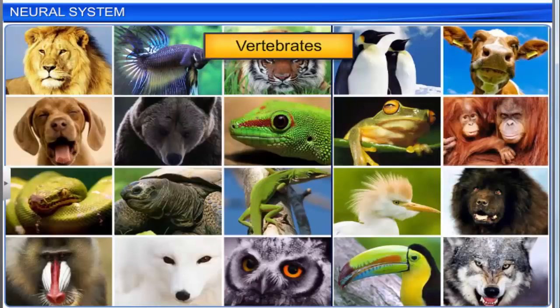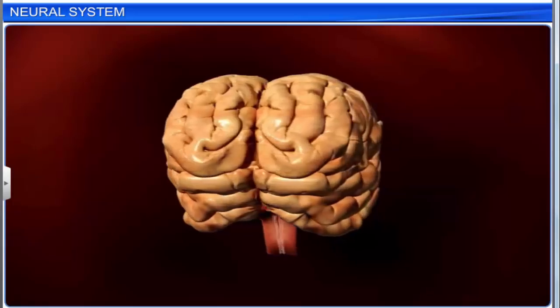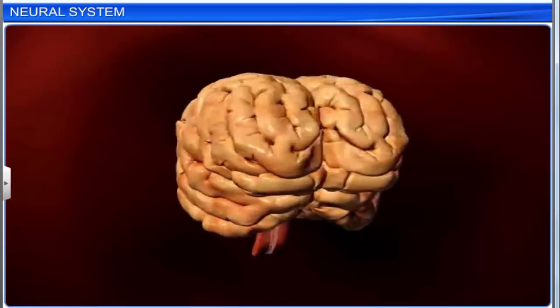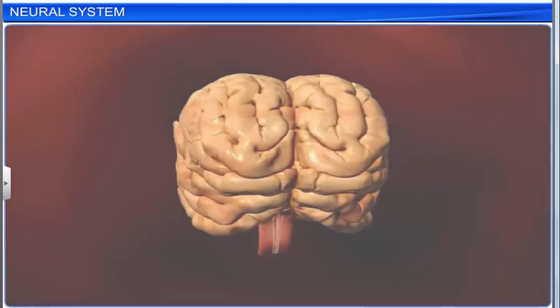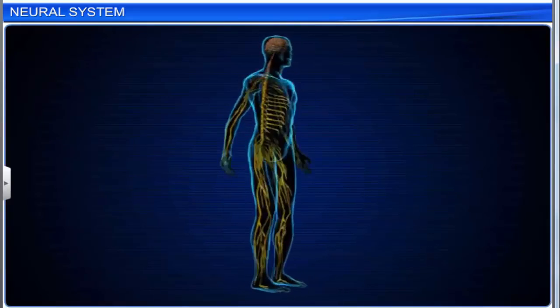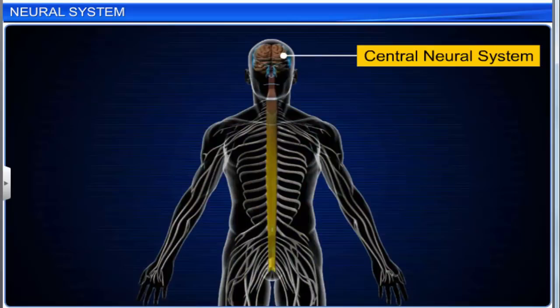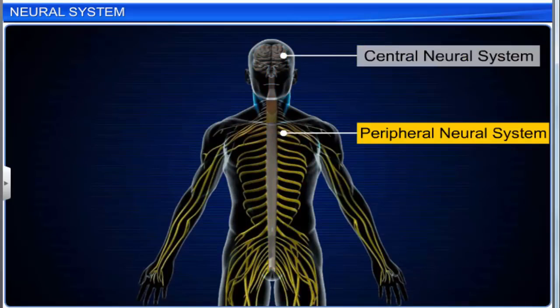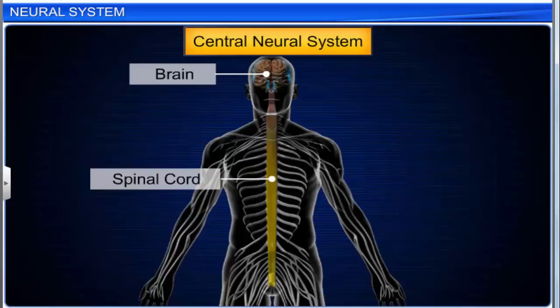All vertebrates have a well-developed neural system. However, the brain is the most complex and advanced in the primates, especially in human beings. Here, we'll discuss the human neural system in detail. The human neural system is divided into two parts: the central neural system, or CNS, and the peripheral neural system, or PNS. The brain and the spinal cord form the central neural system. It is the site of information processing and control.